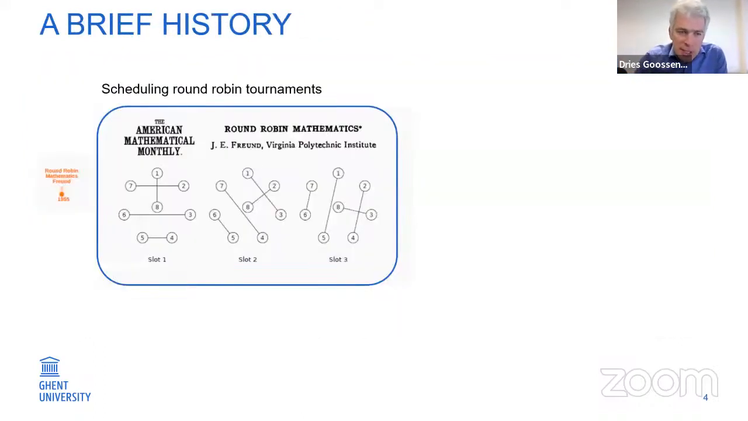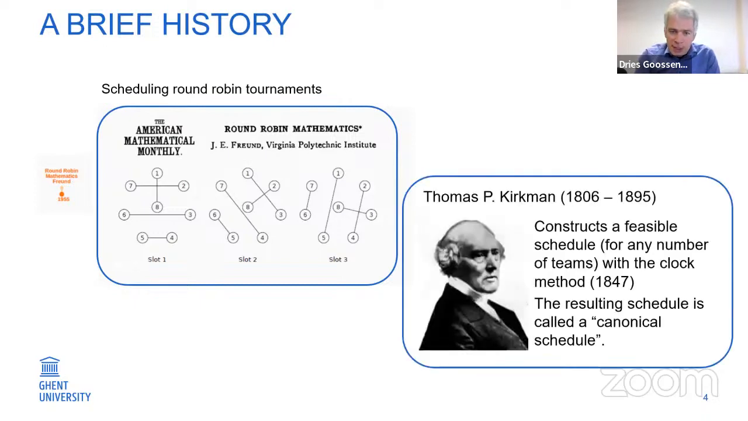I would like to start with a brief history of sports scheduling. And I would go back to 1955, which is before I was born, actually, where this paper by Freund was published on round robin mathematics. And in this paper, Freund describes a way to schedule these round robin tournaments. It's pretty basic, we would say now. And actually, in retrospect, the idea is not totally novel because it actually goes back to this guy.